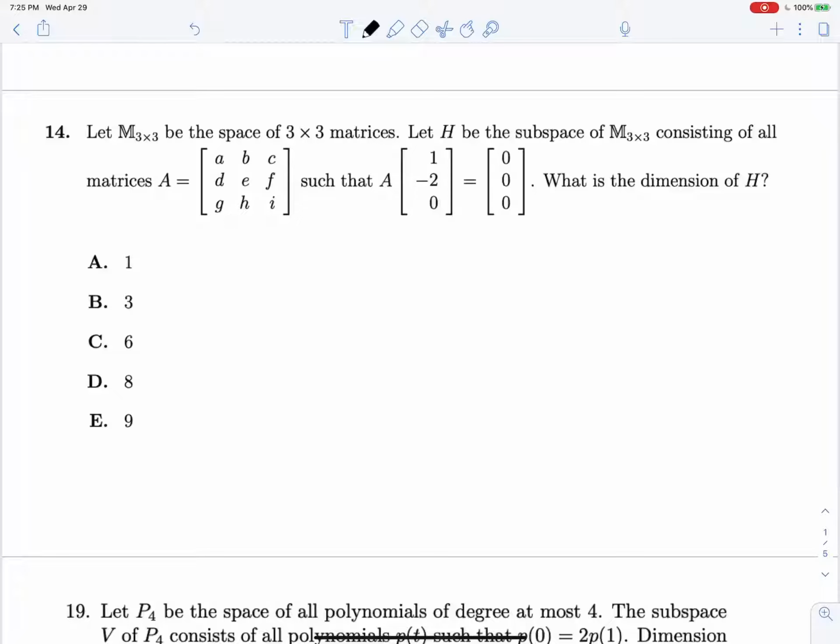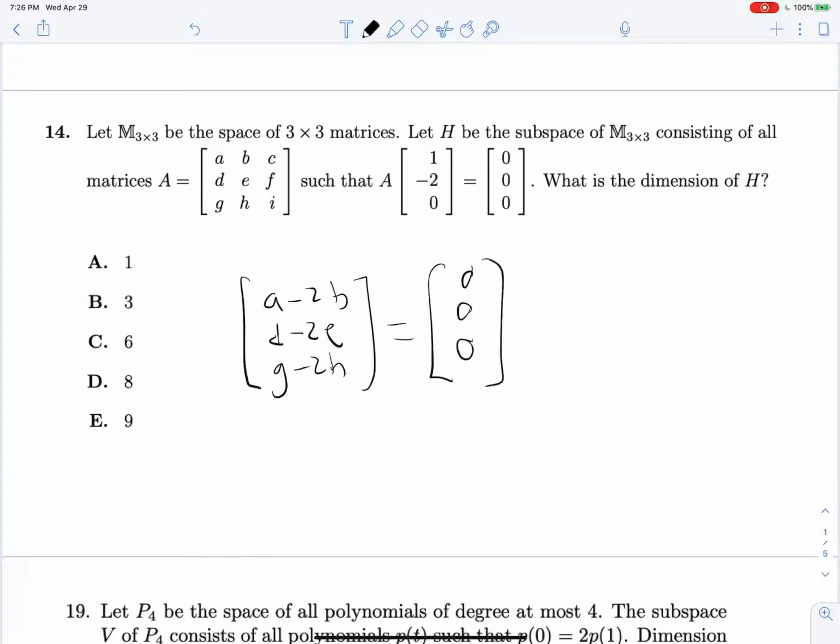So if we solve A times (1, -2, 0) is equal to (0, 0, 0), we see that A minus 2B, D minus 2E, and G minus 2H must be equal to 0, 0, 0. So we have these three individual equations that are really defining our subspace here, but we have to look a little bit behind the scenes too. So we have these three variables, C, F, and I, that are not included in here.